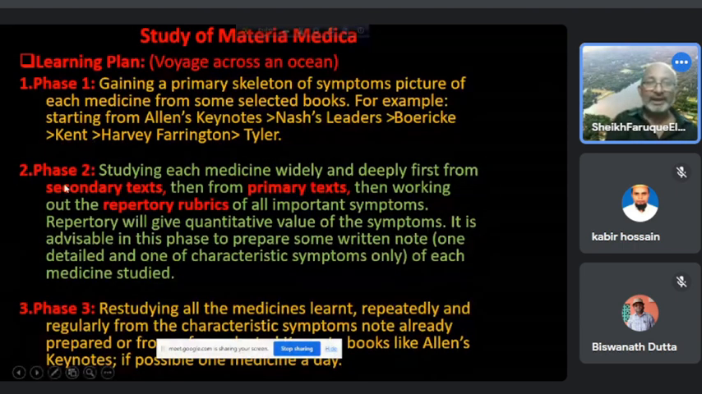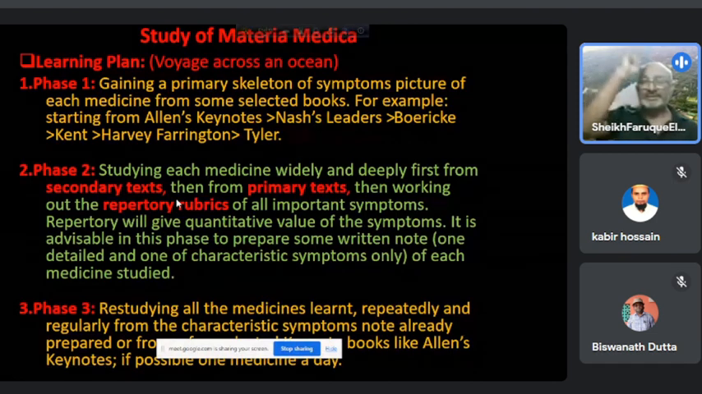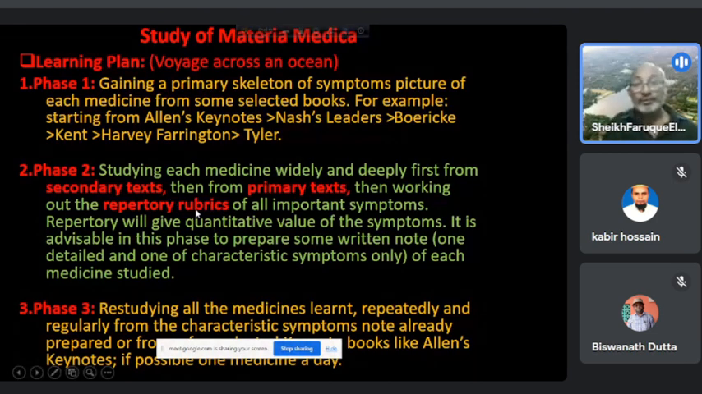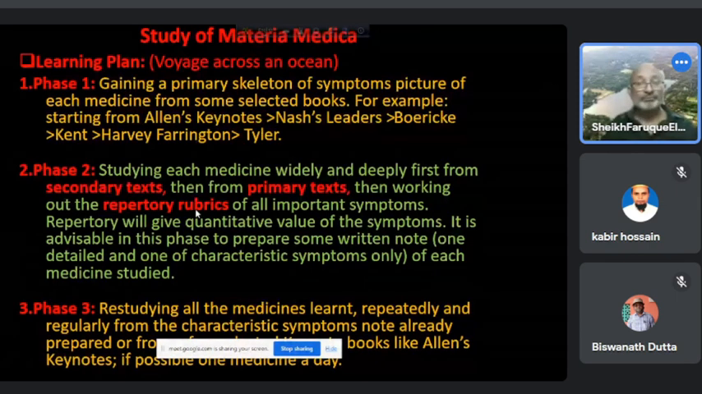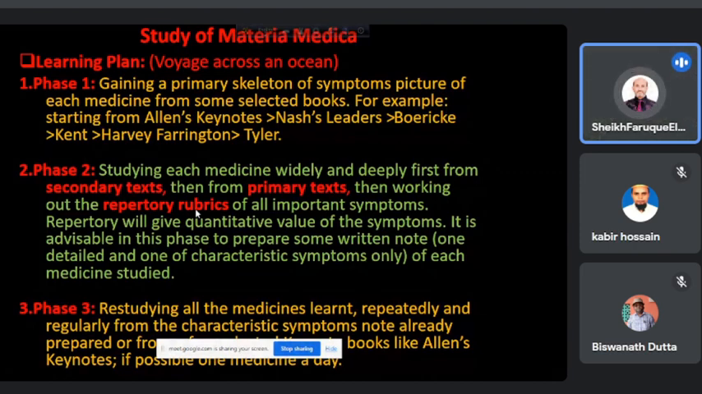And then after studying secondary text and primary text, you also work out all the important symptoms of that particular medicine, say Pulsatilla. Its rubrics from repertory. You find out the rubrics from repertory. Okay, Pulsatilla said he cannot stay in a warm room, closed room. He wants open air. Find out the rubrics in the repertory, cancer repertory.